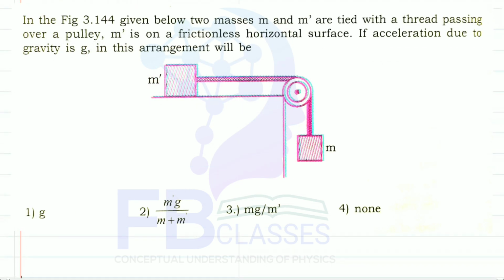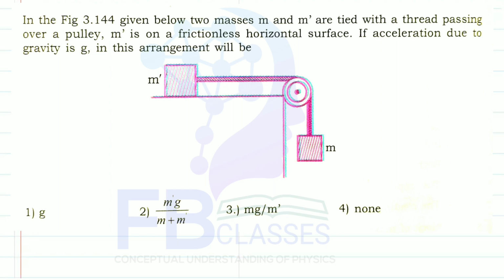I am going to read the question. In the figure 3.144 given below, two masses M and M dash are tied with a thread passing over a pulley. M dash is on a frictionless horizontal surface. If the acceleration due to gravity is g, in this arrangement the acceleration will be.